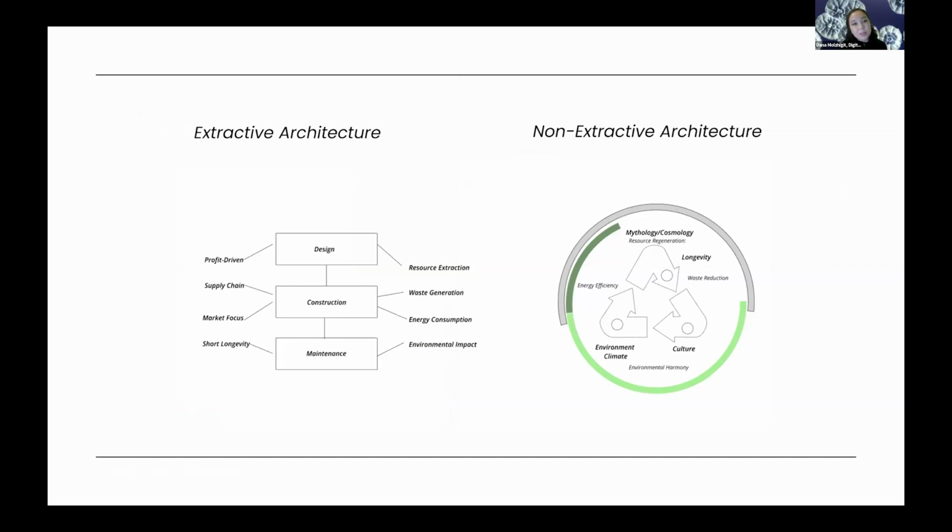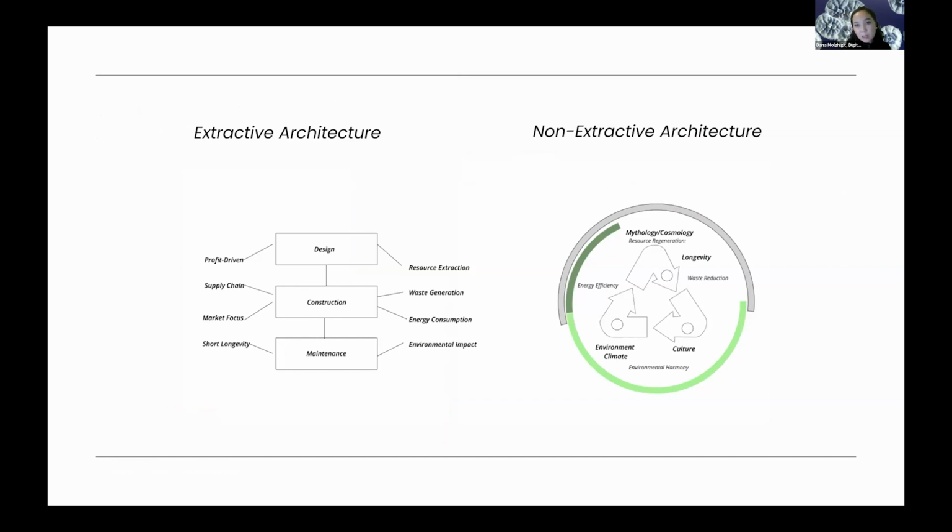Just two tables comparing extractive and non-extractive architecture. Extractive architecture, just to simplify, is a profit-driven system where we have design, construction, and maintenance. And usually, as a result, environmental impact is an afterthought, with high energy consumption and very high waste generation. And construction waste is one of the biggest problems in the built environment, as you know.